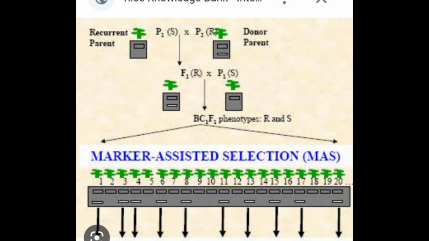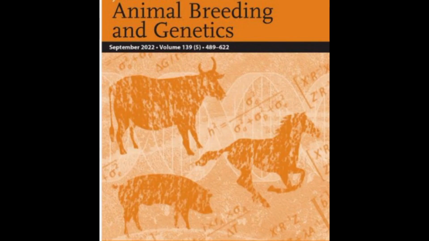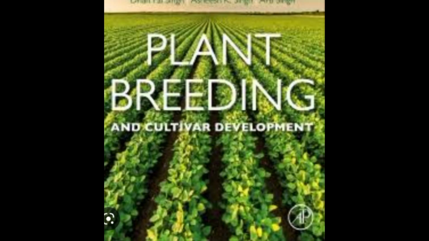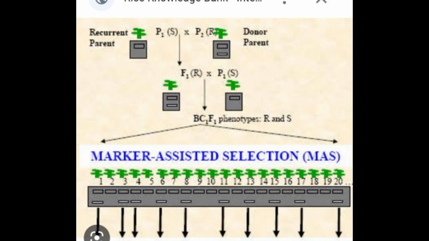The population improvement methods may be grouped into two general classes: one, without progeny testing, and two, with progeny testing. Without progeny testing, the plants are selected based on their phenotype and no progeny test is carried out. Example, mass selection. Population improvement with progeny testing includes progeny selection or ear-to-row method and recurrent selection.